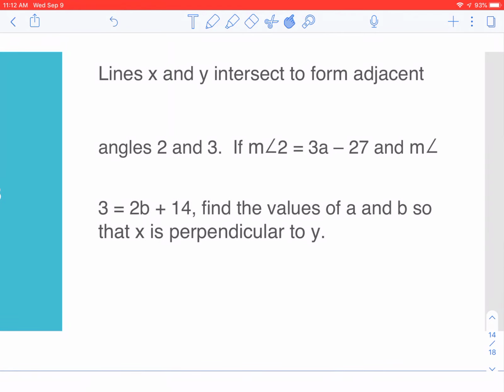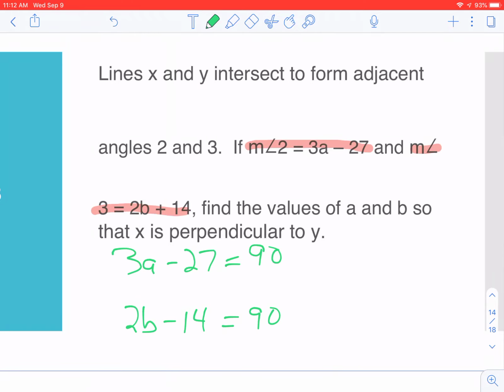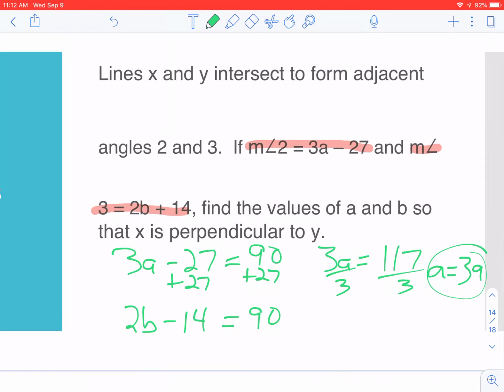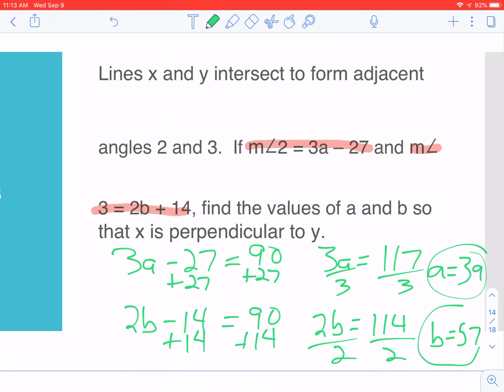Okay, so now we have two angles that form, we want to know a and b so that they are perpendicular. So we just have two problems here. 3a minus 27 equals 90, and 2b minus 14 equals 90. Then we're going to do algebra and solve those. We have plus 27, plus 27, 3a equals 117, divided by 3, a equals 39, and plus 14, plus 14 down here, 2b equals 114, divide both sides by 2, b equals 57. So basically we're just setting things equal to 90.